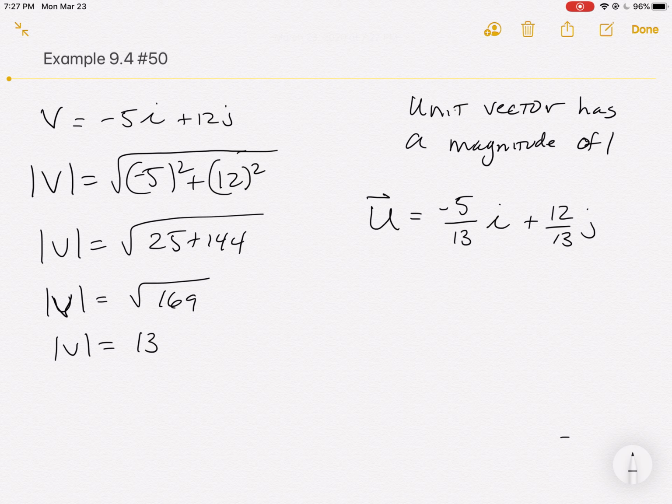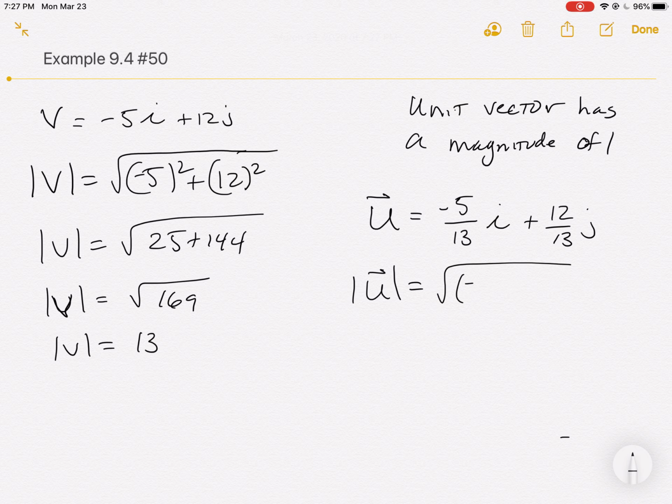I've called it a different letter, the u vector, because it's no longer the v vector. The v vector had a magnitude of 13, but the u vector is going in the same direction because its y over x relationship is still negative 12/5. However, its magnitude, if we look at it, its magnitude is 1, making it a unit vector.